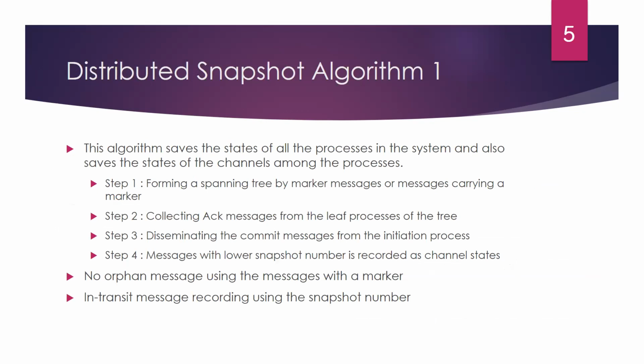Our first algorithm requires all the processes in the system to participate in the snapshot coordination. The Marker message, which is the snapshot initiation message, is delivered to the processes through the channels. The processes only accept the first message and reject the redundant initiation messages. So the delivery of the Marker messages forms a spanning tree. The ACK messages are collected from the leaf processes to the initiator process. Finally, the commit messages are disseminated from the initiator process.